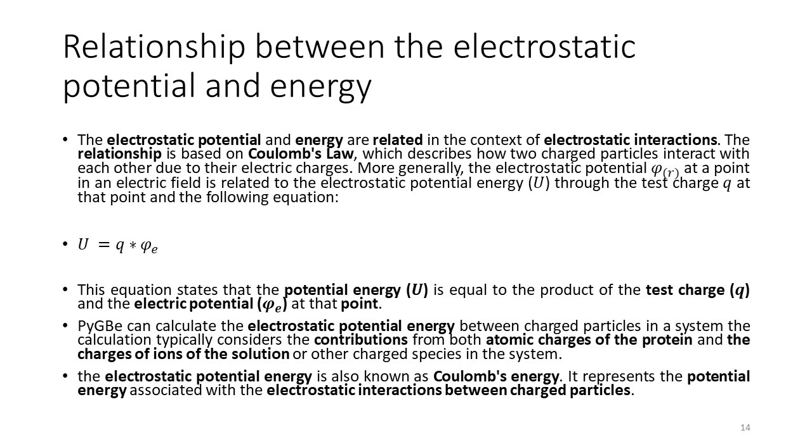It's the same. Because in my system, I am considering a protein submerged in an ionic solution of sodium chloride, the idea is that in the case of the protein, that test charge is going to be the atomic charge of the atoms that compose the protein, and also the charge of the ions that are in solution around the protein. So by making the multiplications, I can obtain the electrostatic potential energy for every point, and then I can make a summation, and I obtain the value for the whole system. Finally, I need to mention that the electrostatic potential energy is also known as the Coulomb energy, and the definition is that it represents the potential energy associated with the electrostatic interaction between charged particles.